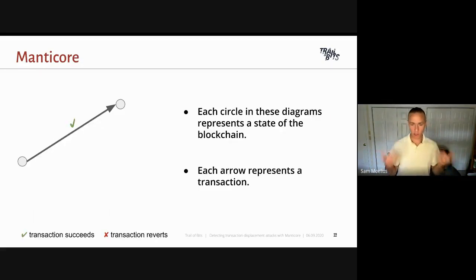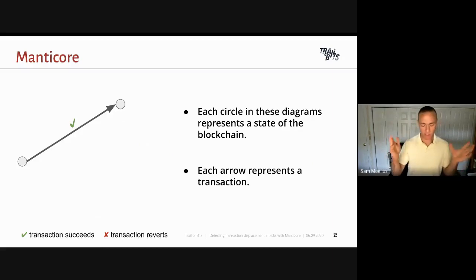So I'm going to show you a few slides in order to explain how Manticore works. Each of these slides will have a diagram where a circle represents a state of the blockchain, and an arrow between circles represents a transaction to some contract. And of course, each of these transactions could succeed or revert.